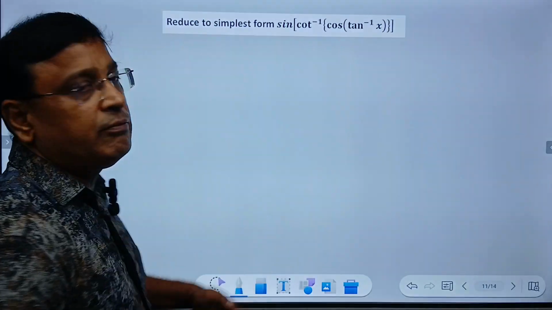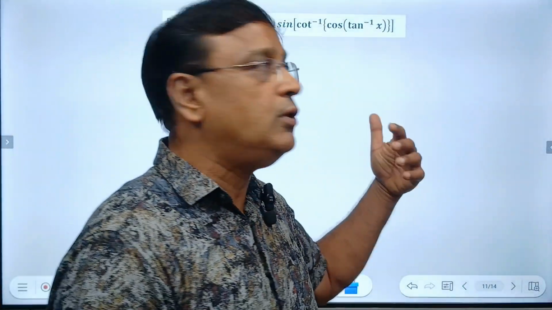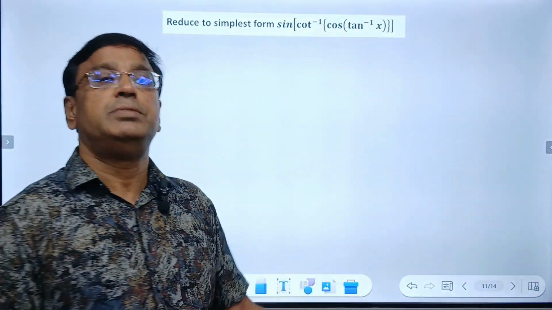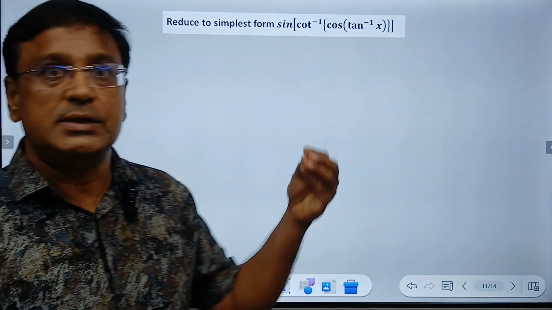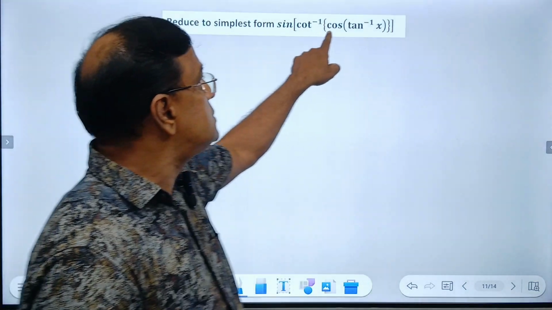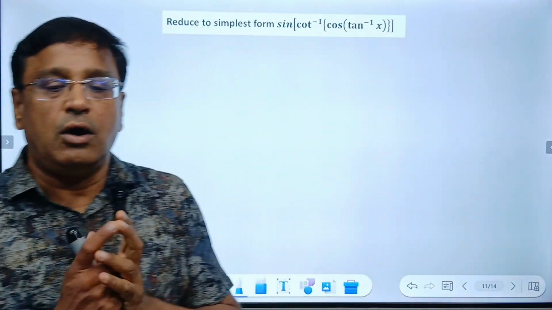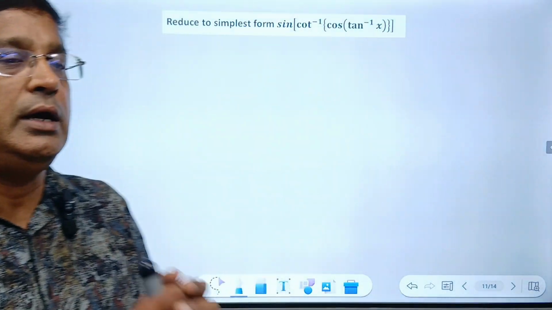Now these types of questions, we are going to do more in the next video, about how to reduce to the simplest form. This is one of the most important questions. It has come in the board exam also. Reduce this to the simplest form. Now how do I understand this problem? I understand it like this.